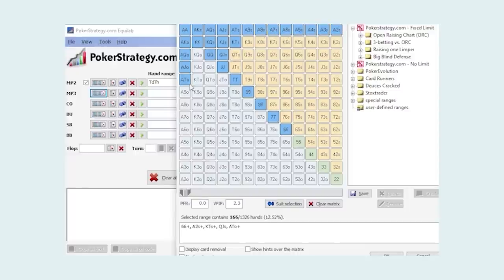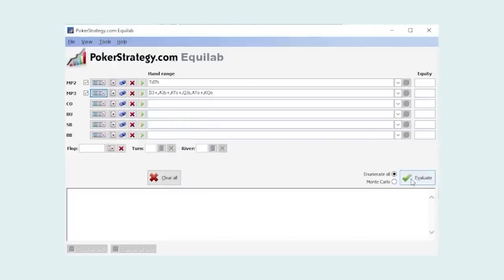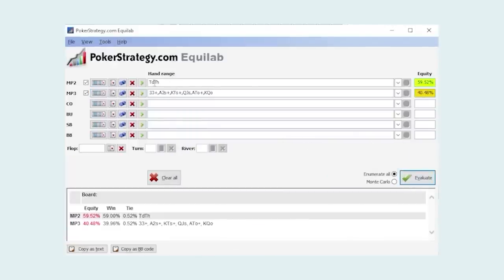I'm doing this fast. I might be missing some stuff. So maybe every pair, maybe not deuces. So roughly this seems about right. Maybe shoving king queen. This seems a little bit loose, but close. So you want to hit apply and then evaluate. And then you can see that pocket tens has roughly 60% equity versus the range that we think the small blind is shoving, right? With 20 big blinds. So play around with this.